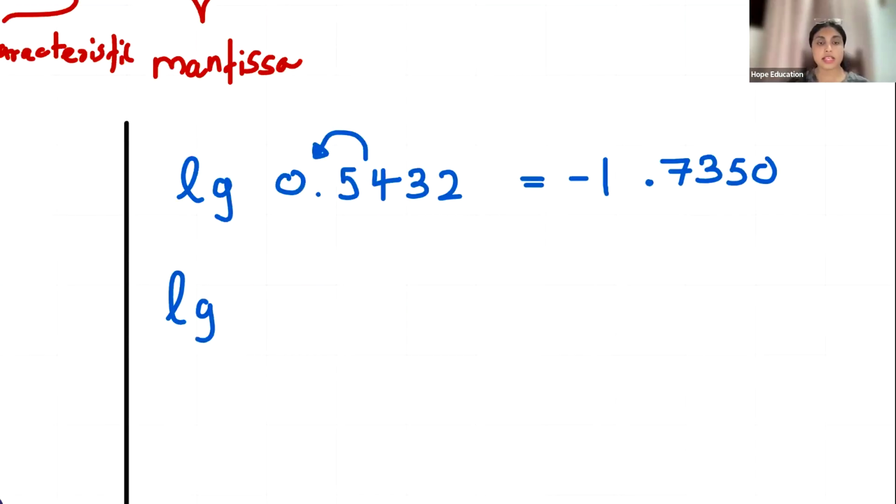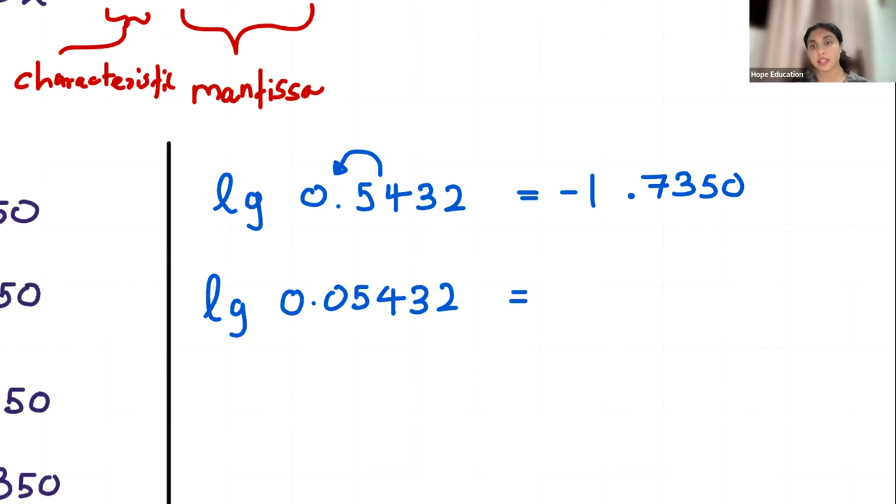Let's say 0.05432. Still the same numbers, 5432. When I read from the log table, I get the same mantissa, 7350. However, the characteristic changes. Why? From the default, the decimal has gone two places to the front. So it's -2.